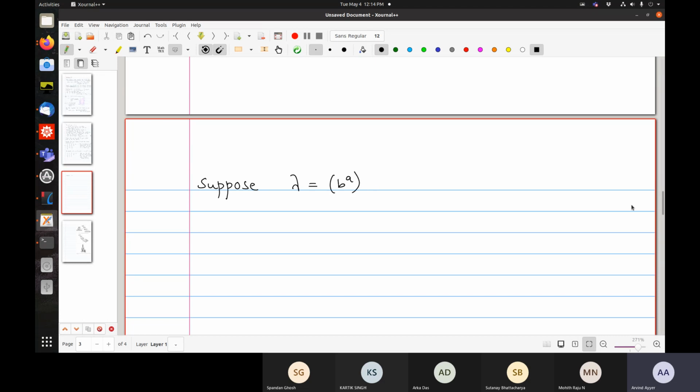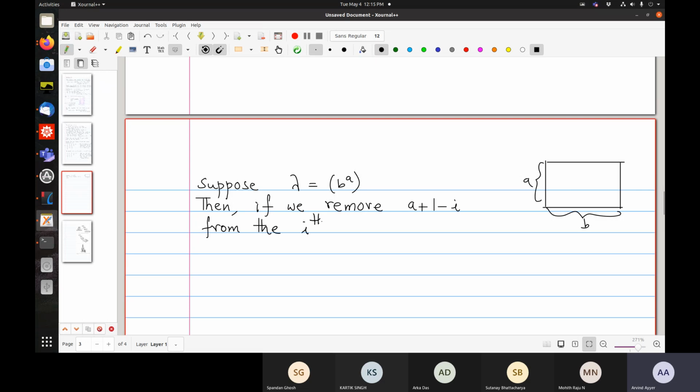lambda is B power A, so it's the rectangular partition, with B this way and A this way. All parts are B. Then if we remove A plus 1 minus i from the ith row, we get a plane partition.